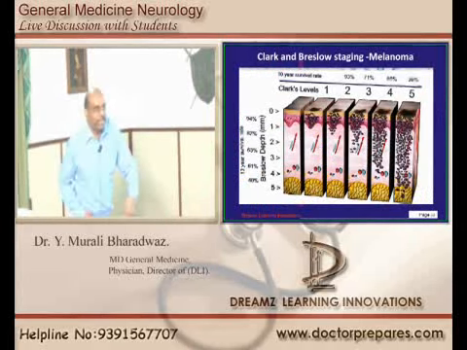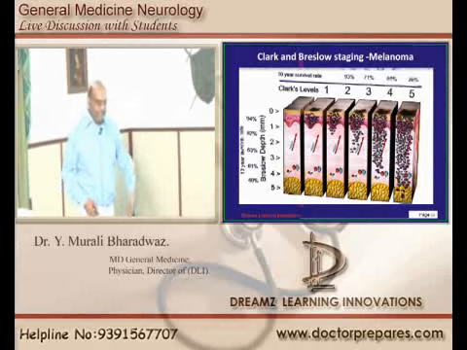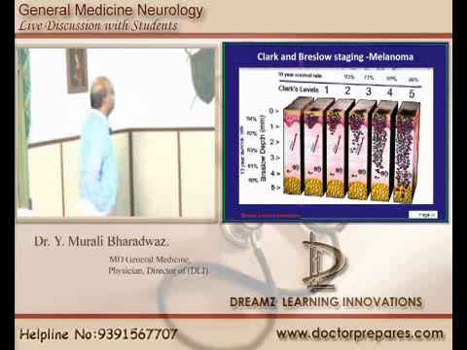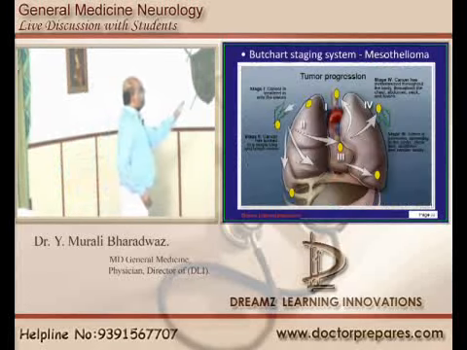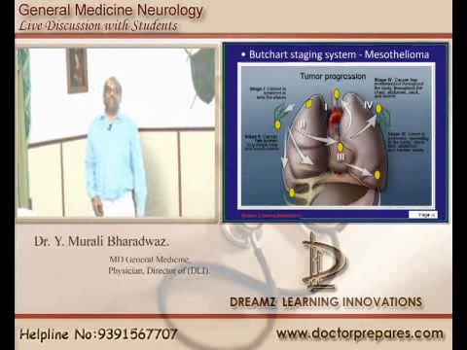Clark and Breslow are the diggers. They believe the deeper it is, the more severe it is. Horizontal spread is not important; depth is important for them. Then mesothelioma, how it progressed, you call it Butcher's staging system.